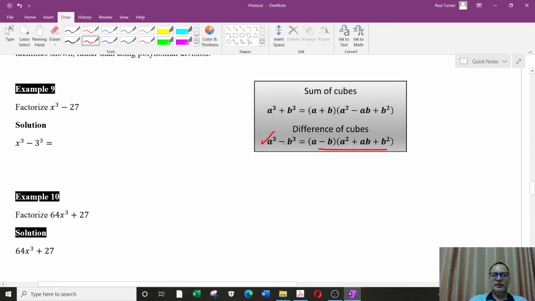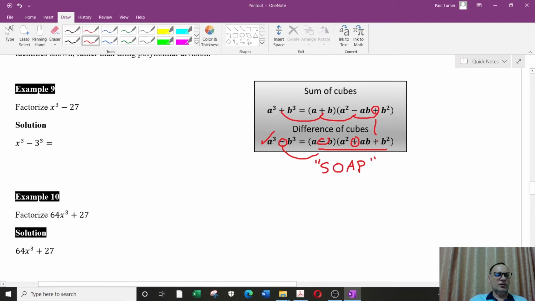So this would be same sign. Then we change the sign to opposite. And then the last sign are always positive. So if you remember SOAP, you'll remember what the signs are. Same, opposite, all positive. Okay? Same as this one, opposite sign, then all positive here.